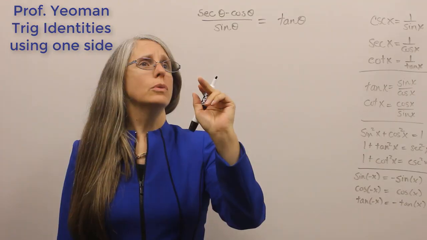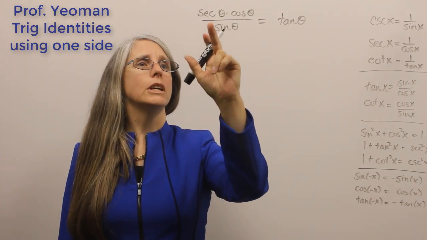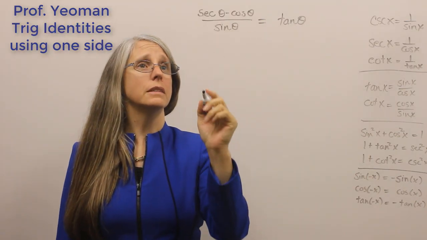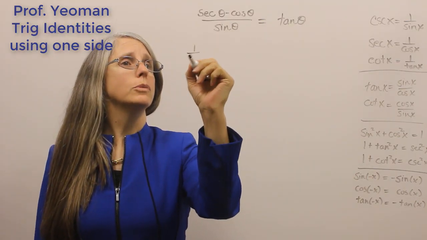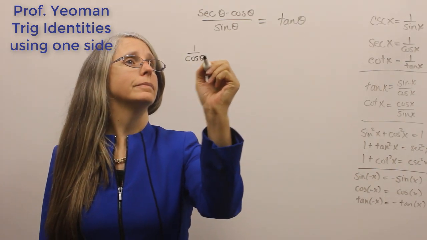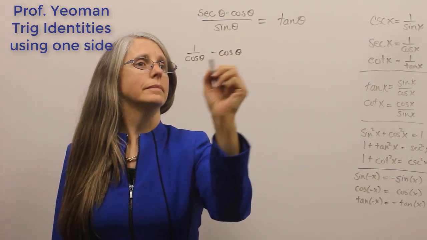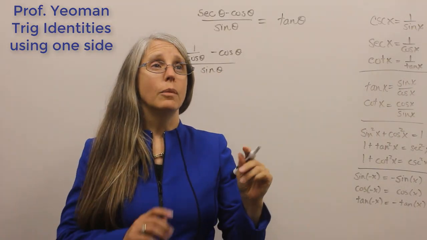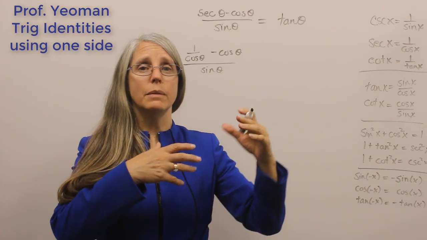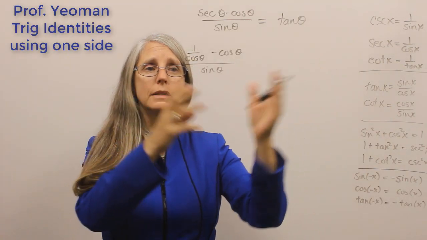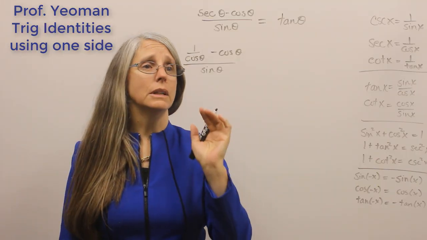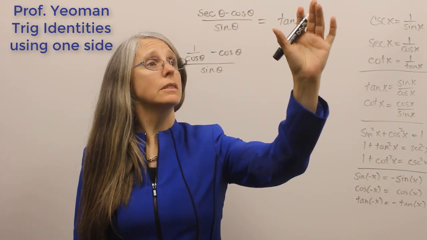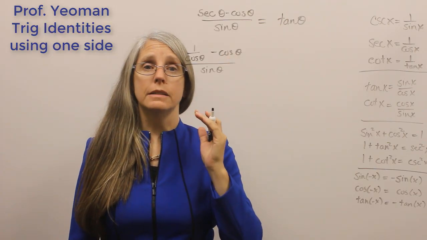First thing I want to do is change secant to cosine so that everything here is in sines and cosines. So I use my reciprocal identity. And now, because I'm only working with one side, I can't multiply through on both sides to have things cancel, because I don't have both sides of the equation that I'm working with. I can't touch this side if I'm only working with one side.